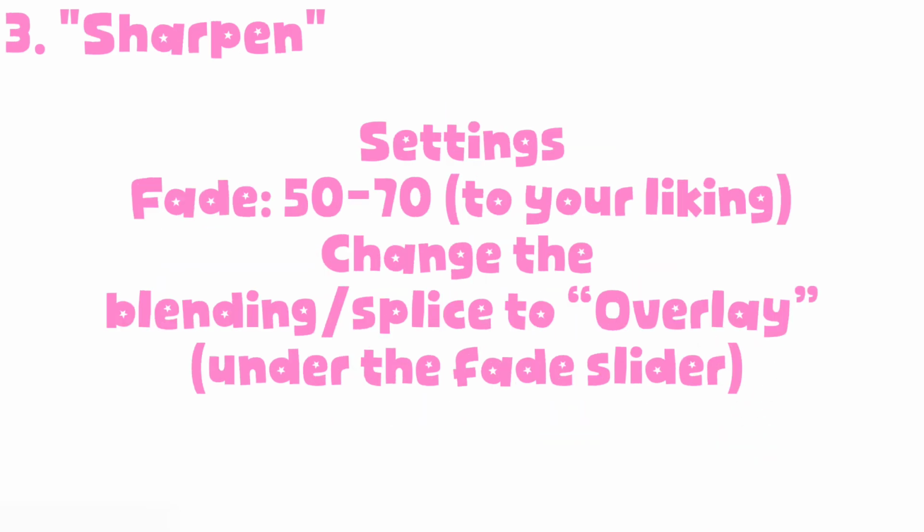The next effect I usually use is sharpen, and for the settings, you want to do the fade between 50 and 70. Now, sometimes I do 70 and it's a little crispy, but sometimes the photos get really blurry or I just need some top off, so I usually do 70. And then after that, at the bottom, under the fade slider, you want to change the blending, or the splice, whatever you want to call it, to overlay, because it's a sharpen, so you need to change it to that, and you'll be okay.